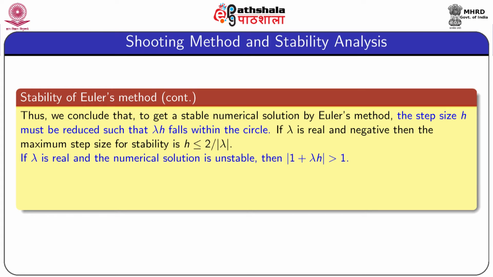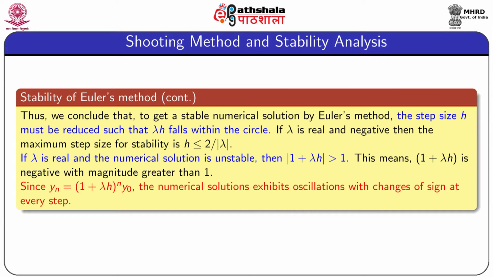If lambda is real and the numerical solution is unstable, then obviously the absolute value of 1 plus lambda h must be strictly greater than 1. This means 1 plus lambda h is a negative number with magnitude greater than 1. So, in this case, if the value of 1 plus lambda h is negative and its magnitude is greater than 1, then Euler's method gives an unstable solution. Since yn equal to 1 plus lambda h to the power n into y0 for Euler's method, the numerical solution exhibits oscillation with changes of sign at every step.